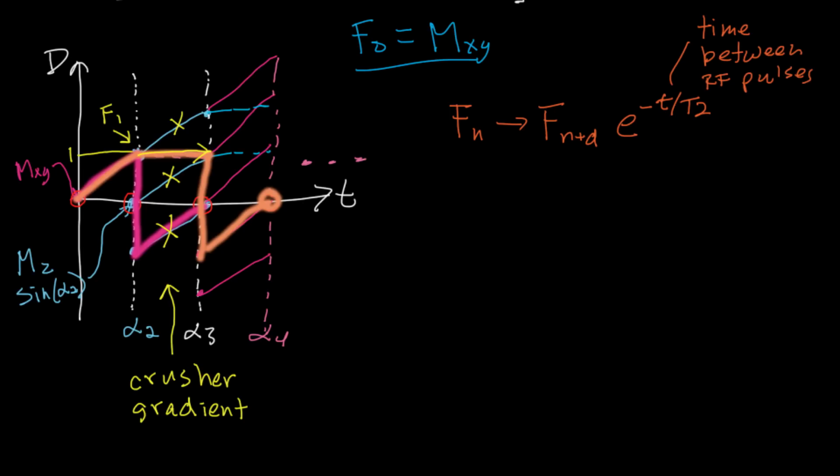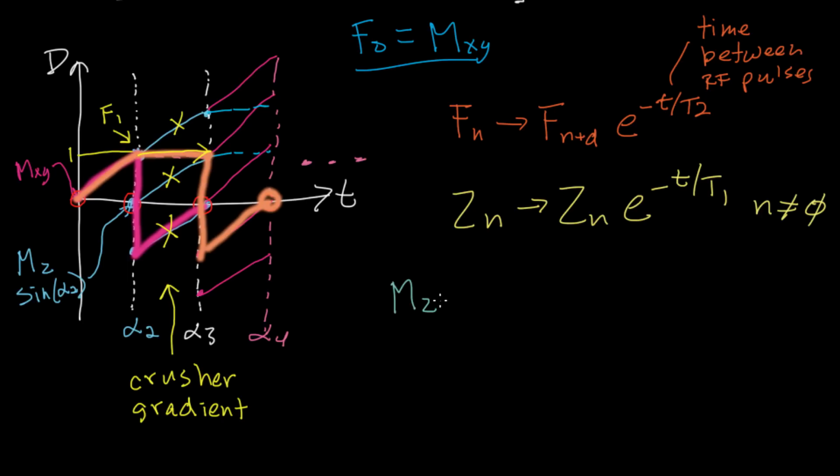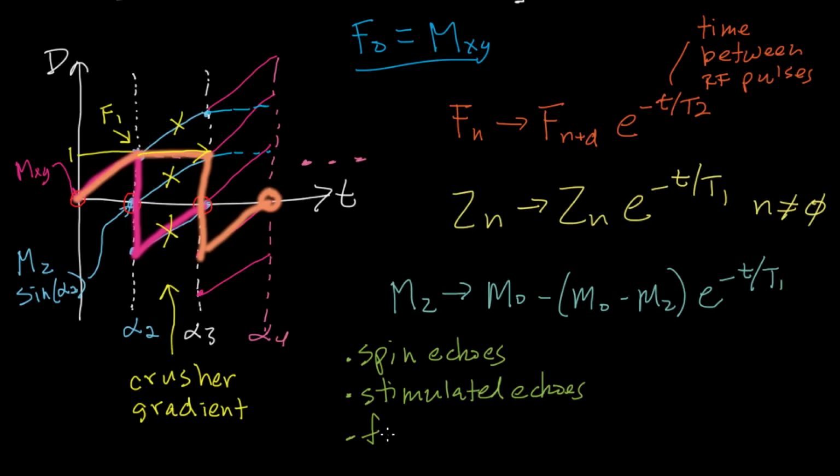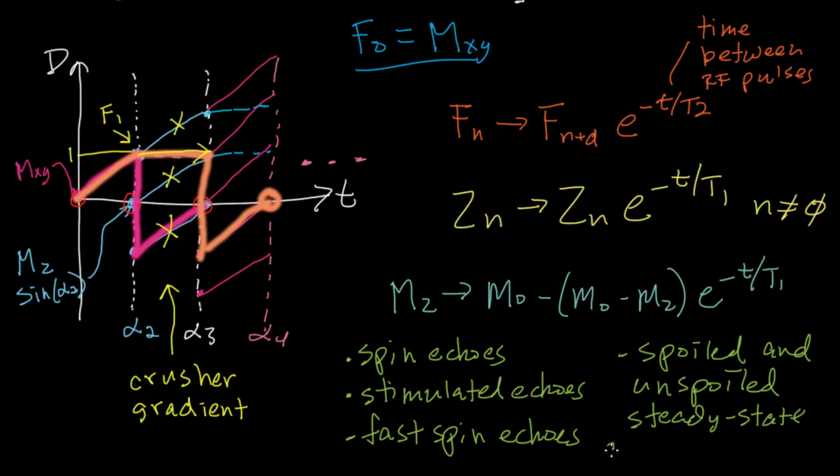Longitudinal coherences decay towards 0 with time constant T1, but longitudinal magnetization decays towards the equilibrium magnetization M sub 0. So we have that z sub n goes to z sub n times e to the minus t over T1, for n not equal to 0, and Mz decays towards M0. So the use of coherence pathways provides a framework for the analysis of many pulse sequences and is particularly helpful for understanding spin echoes, stimulated echoes, fast spin echoes, and both spoiled and unspoiled steady-state gradient echo sequences.